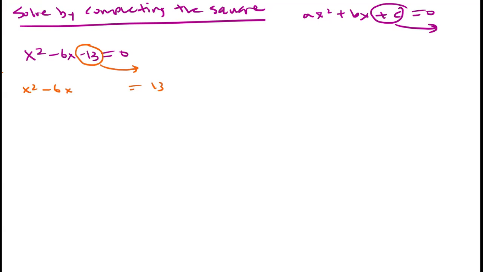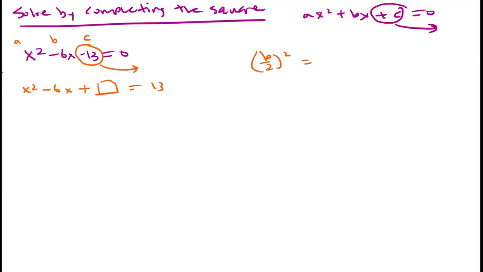All right? The next step is we need to factor it. But in order to do that, we need a formula to find another term so we are able to factor. So the formula we're going to be using is (b over 2) squared. Again, this is my a, this is my b, and that's my c. In this case, my b is going to be minus 6.